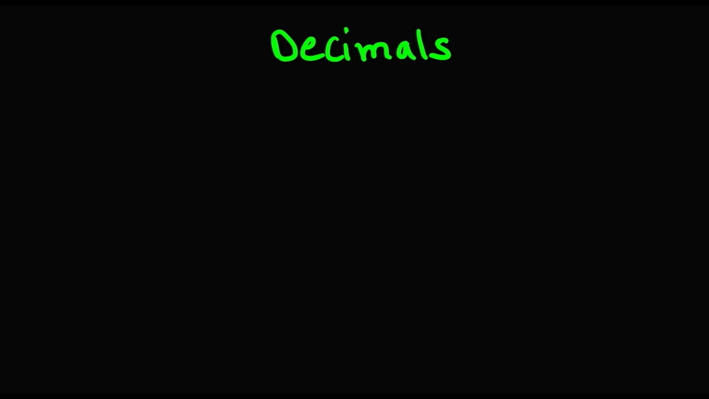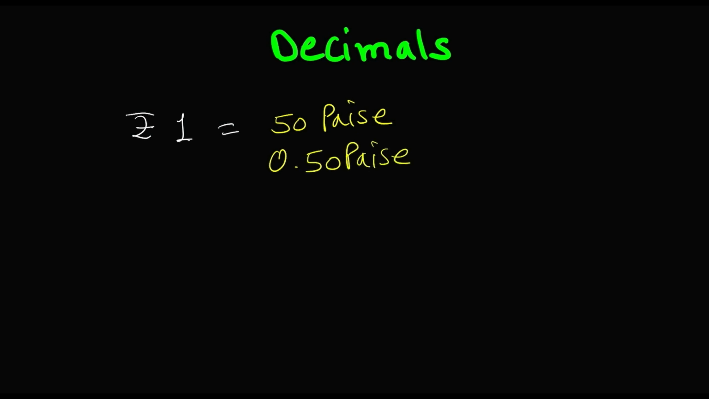Imagine you have 1 rupee and you spend 50 paisa. Right? So can we write 50 paisa as a part of 1 rupee? Yes, we write it as 0.50 of 1 rupee. This number is called a decimal number.